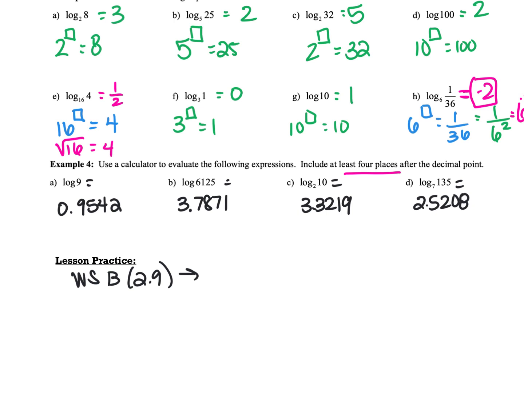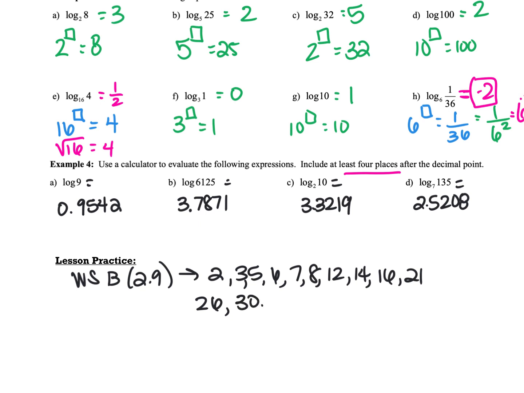The last few I really like because they go back and review some of the stuff from 2.7 and 2.8 with composition and inverse. So they're really good problems to look at in the context of a logarithm. So I've got 2, 3, 5, 6, 7, 8, 12, 14, 16, 21. Again, practice what you need to practice. There are even more problems than this on there, so do as much or as little as you feel you need.